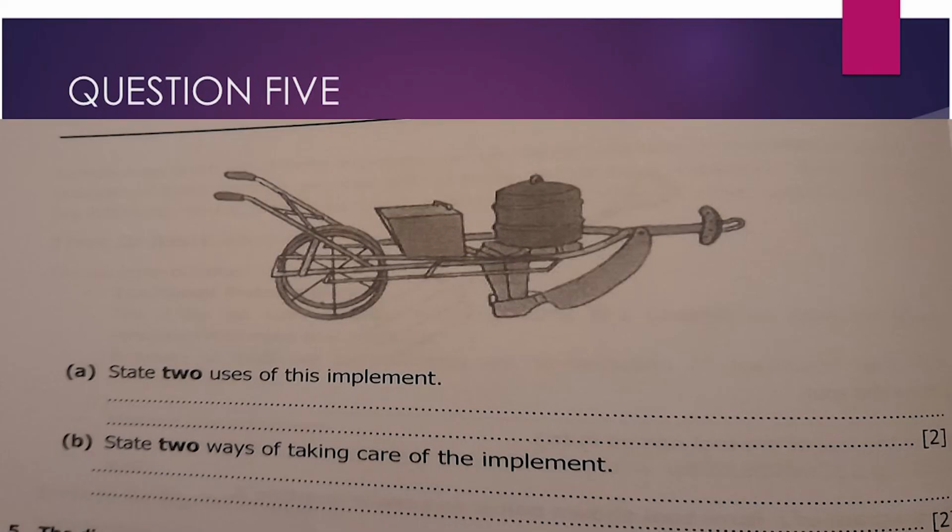Our last question reads, for item A, state two uses of this implement. Remember, I said it will be very important for you to first identify the implement. As you can see, the implement has got containers on it, meaning the implement is called a planter. The uses of this implement is for sowing the seeds and also for spreading fertilizers.